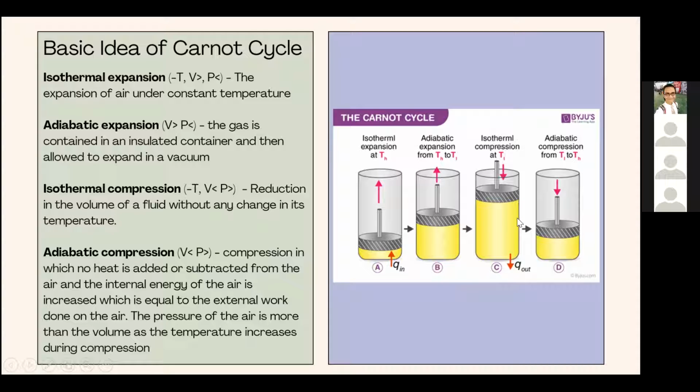And then after that, it goes into an adiabatic compression where no heat is added or subtracted from the air, and the internal energy of the air is increased, which is equal to the external work done on the air. The pressure of the air rises as the volume decreases and the temperature increases during compression. So this is just a basic idea of what it's going through. It's a theoretical idea of how it will provide energy later on.